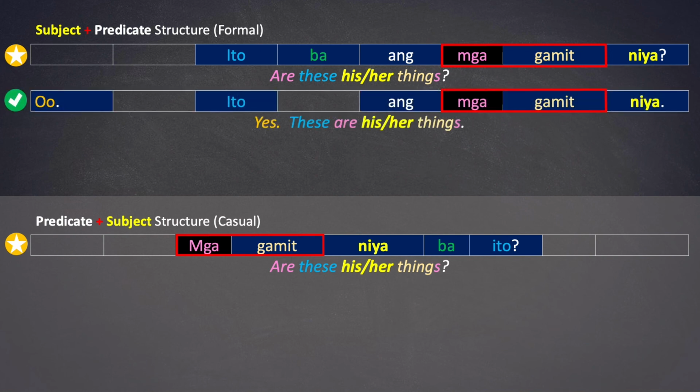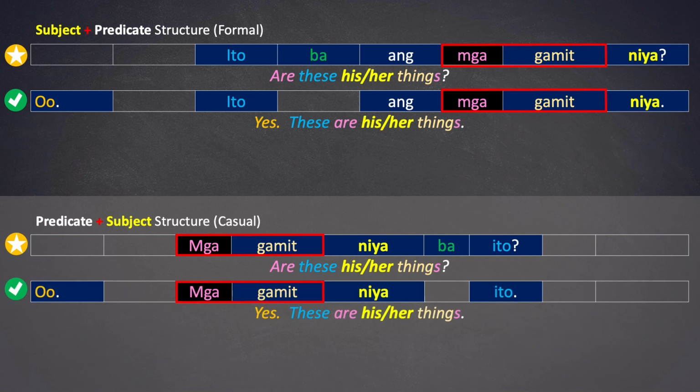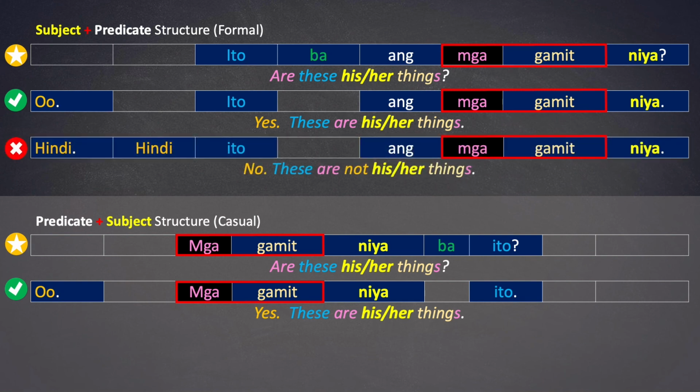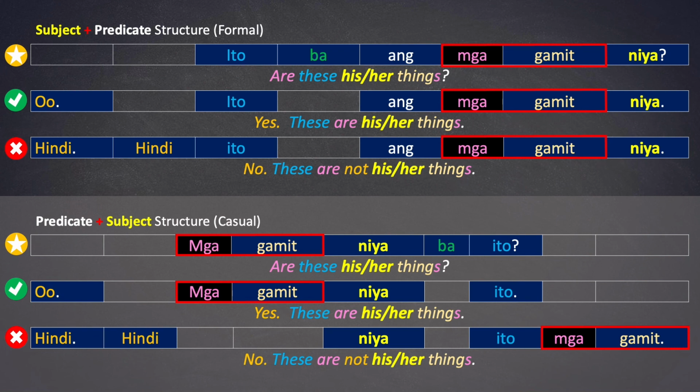Oo, ito ang mga gamit niya. Oo, mga gamit niya ito. Yes, these are his or her things. Hindi ito ang mga gamit niya. Hindi niya ito mga gamit. No, these are not his or her things.